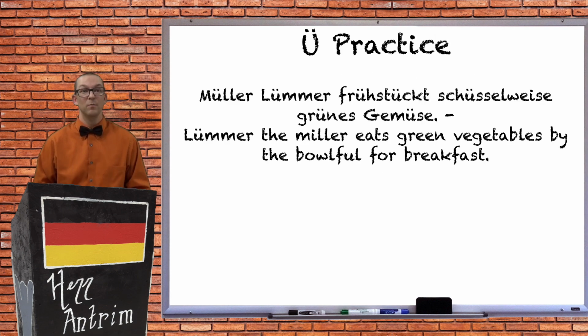U-Umlaut practice. Müller-Lömmer frühstückt schlüsselweise grünes Gemüse. One of the most difficult sounds to get the hang of is the U-Umlaut. It's technically a combination of U and E, but it more closely resembles the I in English. This tongue twister gives you plenty of chances to practice it. Müller-Lömmer frühstückt schlüsselweise grünes Gemüse.